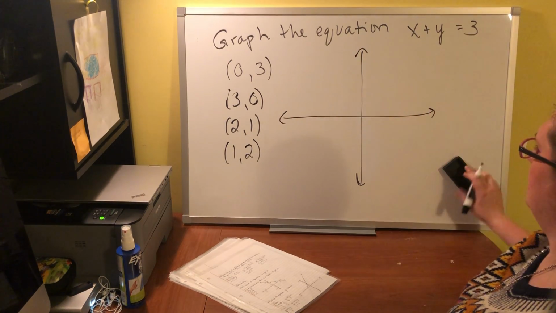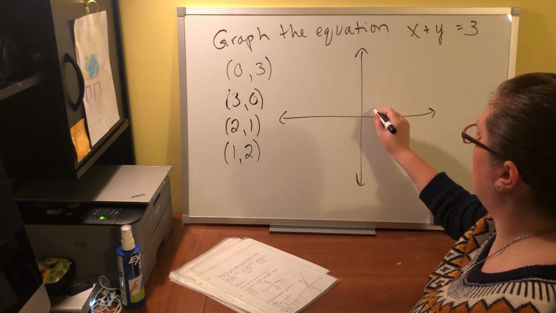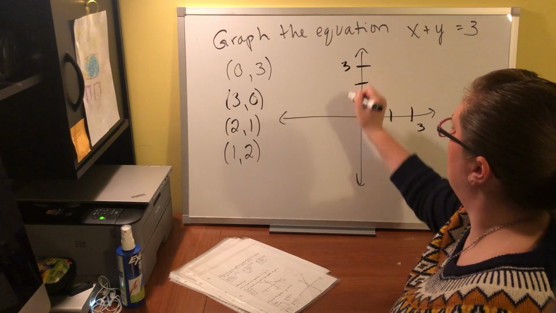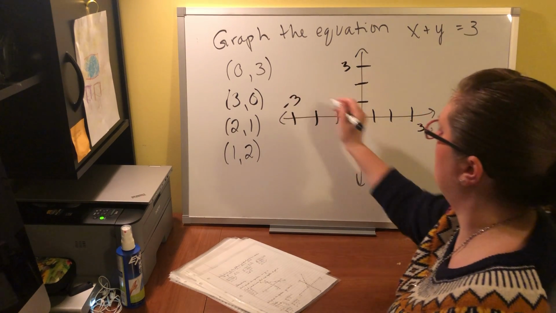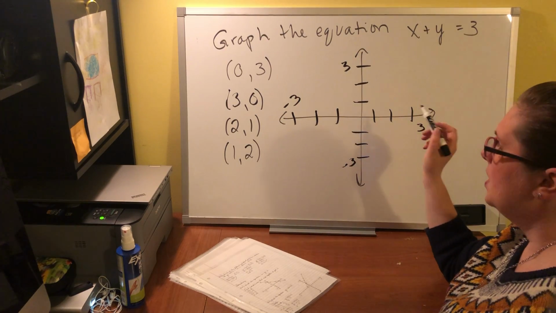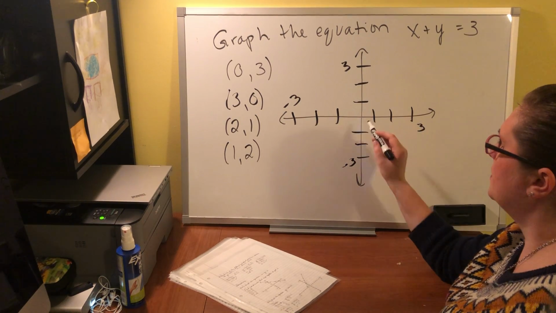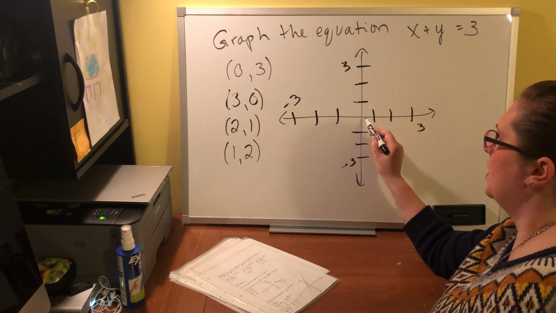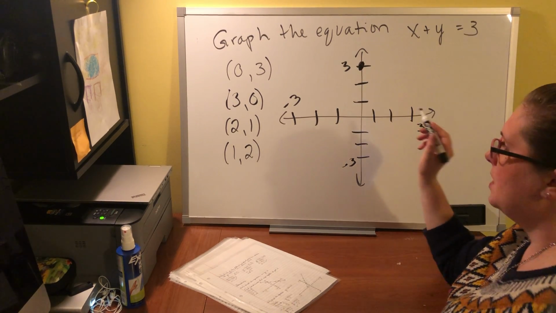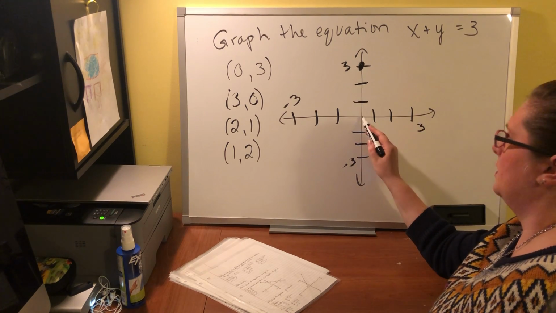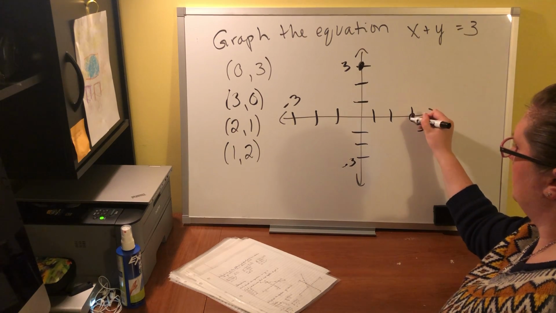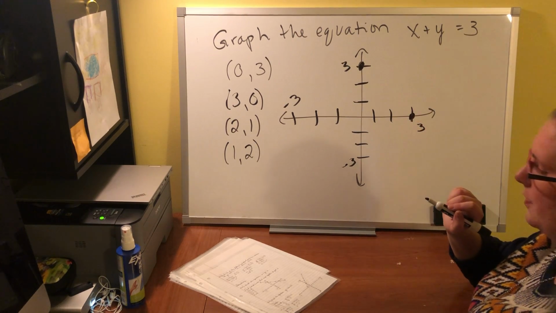So we go ahead and draw this. 1, 2, 3, 1, 2, 3. Then we would go ahead and plot those points. We're going 0, 3 first. So 0 is telling us we're going nowhere, and we're going up positive 3. So here's our first point for our graph. Now we're looking at 3, 0. It's telling us to go to the right 3, but up and down 0. So it's going to be right here. There's another point on our graph.